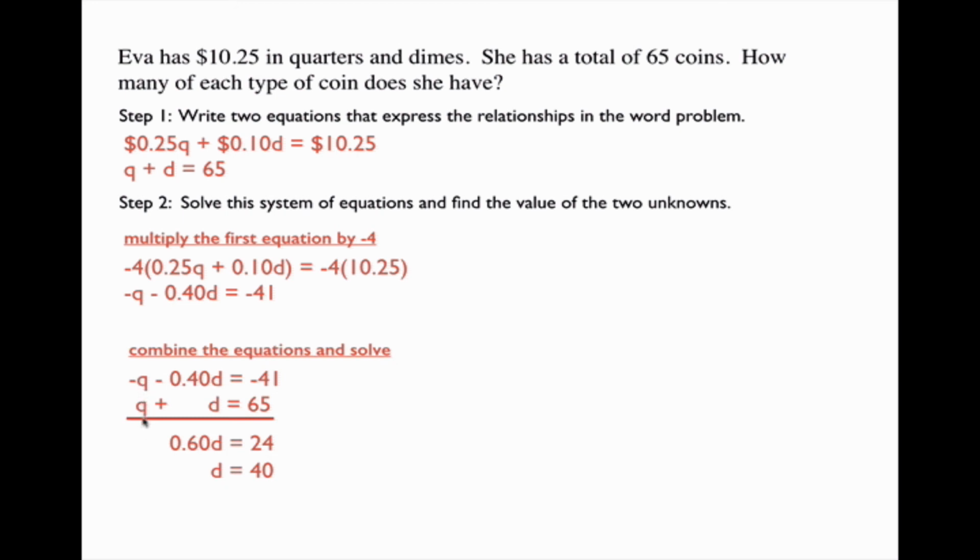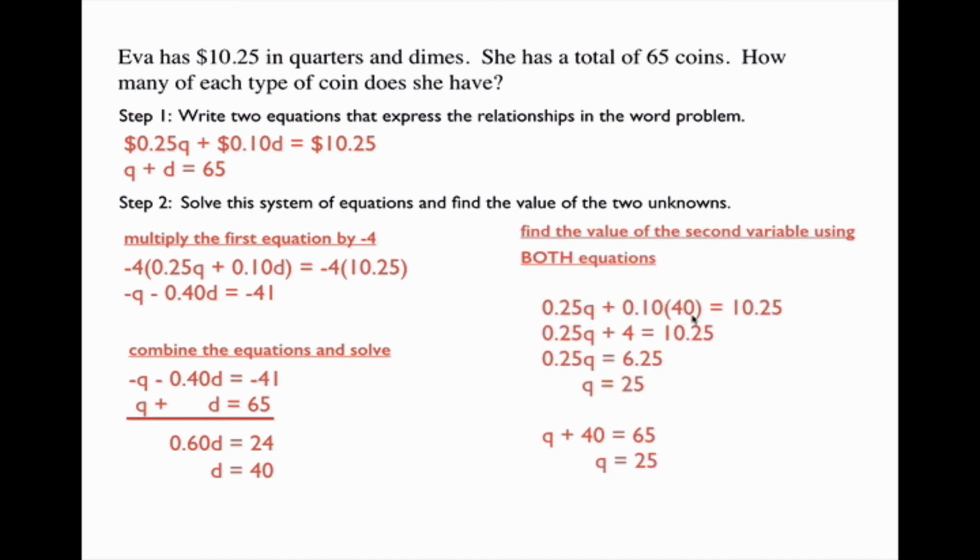Negative q plus q is 0, negative 0.40d plus d is 0.60d, and negative 41 plus 65 is 24. Solving for d, I find that d equals 40. Now, I already know from the last example that I'm correct, but just to make sure, I'm going to substitute 40 back into both equations to solve for q. And when I do that, I find that q equals 25 and q equals 25. So I'm confident in saying that Ava has 25 quarters and 40 dimes.